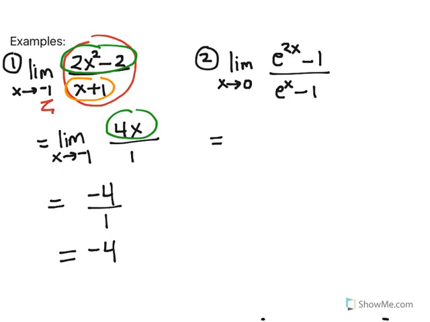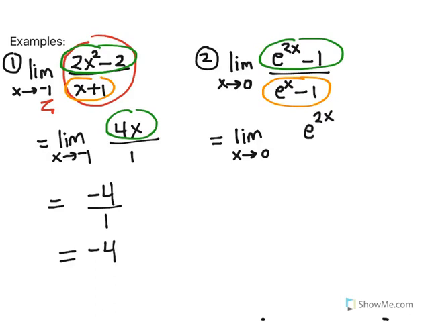So let's use L'Hopital's rule for this problem. I take the limit as x approaches 0 of the derivative of the function in the numerator divided by the derivative of the function in the denominator. The derivative of e to the 2x is e to the 2x, and then you have to use the chain rule and multiply by the derivative of the inside function 2x, which is 2. And then the derivative of minus 1, a constant, is 0. Now I will divide that by the derivative of the function in the denominator. The derivative of e to the x is e to the x, and the derivative of a constant is 0, so I just have that.